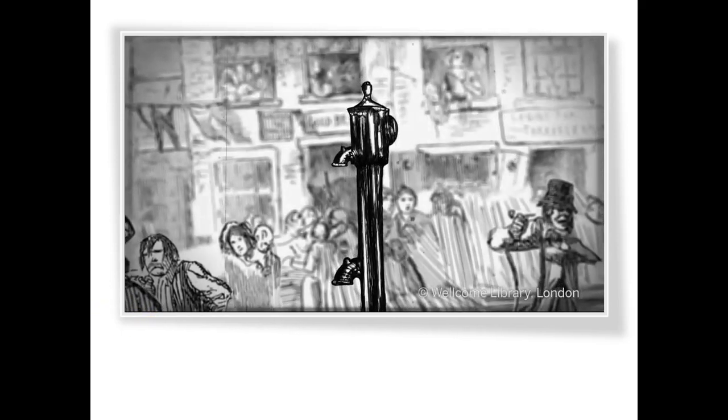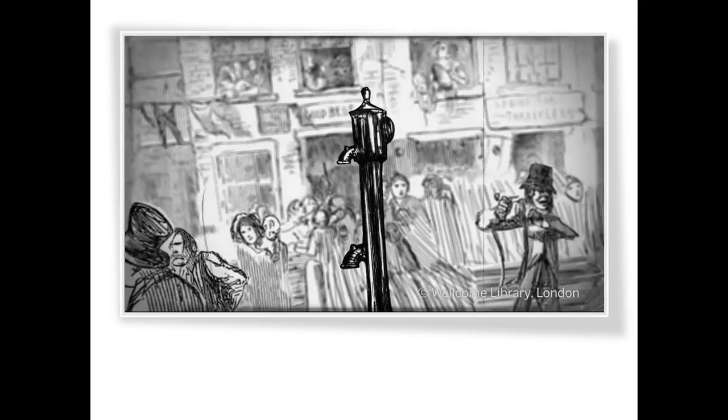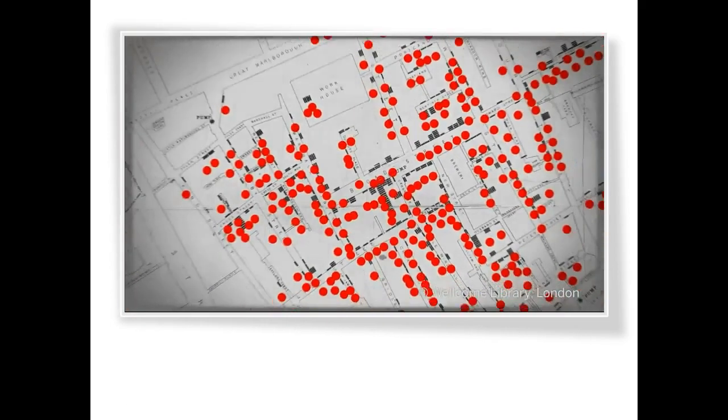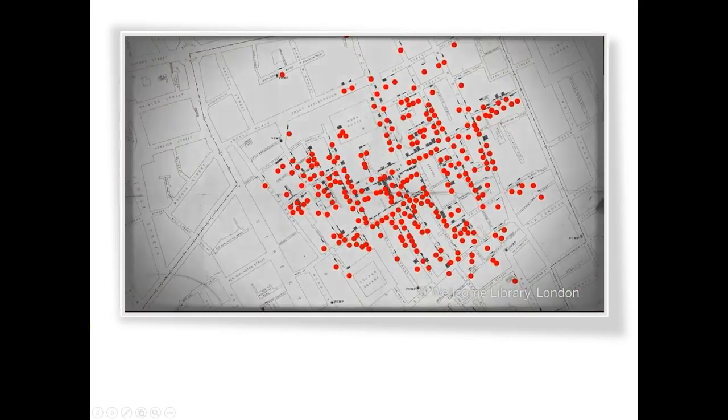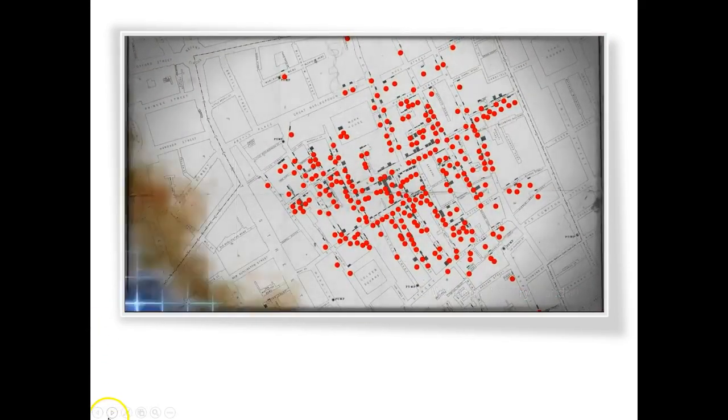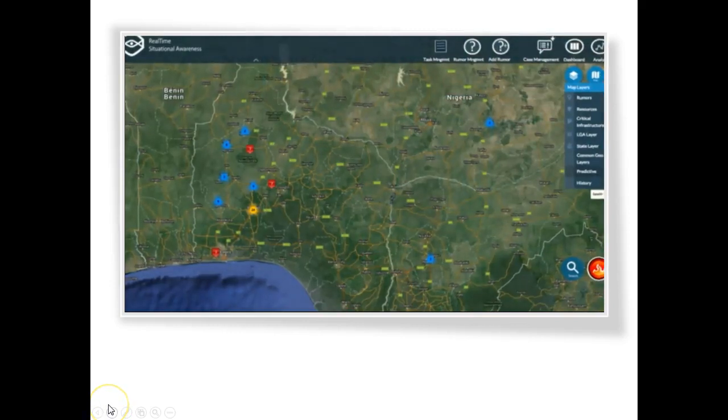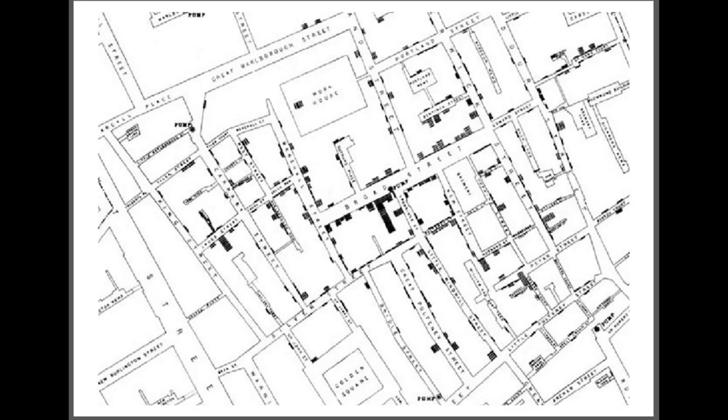John Snow simply gathered and plotted data points. Then he turned this data into actionable insight. People like John Snow started a revolution in healthcare that is still going on.